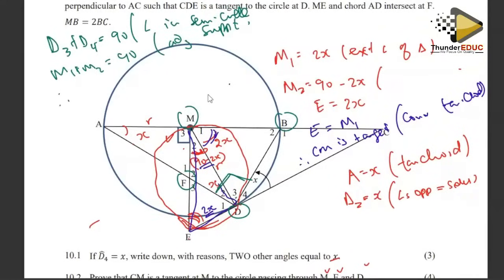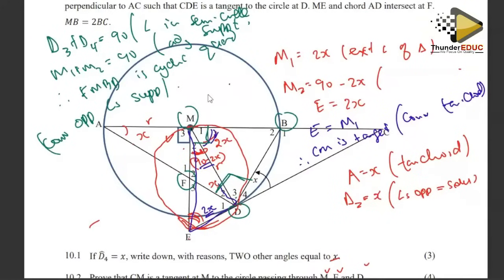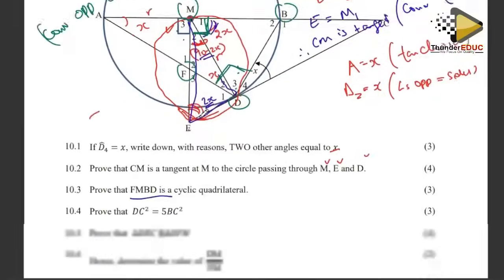So therefore, FMBD is a cyclic quadrilateral. Reason being, opposite angles are supplementary. So the converse of opposite angles being supplementary. So this is a 90, and that's a 90. Alternatively, you could say this is a 90, and then M3 is a 90, and then you use the property of the exterior angles. Either way, okay?